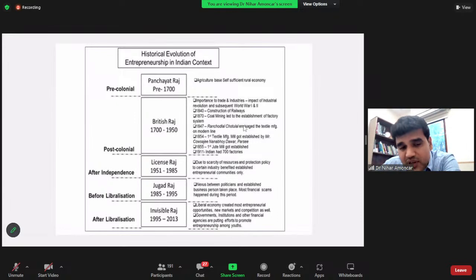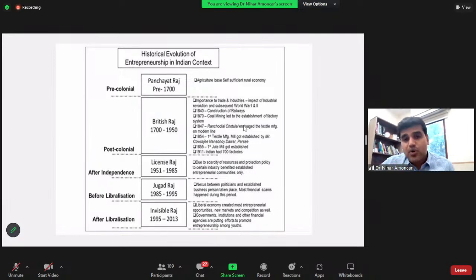It was only after the liberalization of the economy that we saw in 1992 that the market opened up, and so did the competition. Money started to flow in from foreign countries, and in India, the license Raj was abolished. You could go and start your own business. Entrepreneurship efforts were promoted among the youth. So a lot of these changes happened.